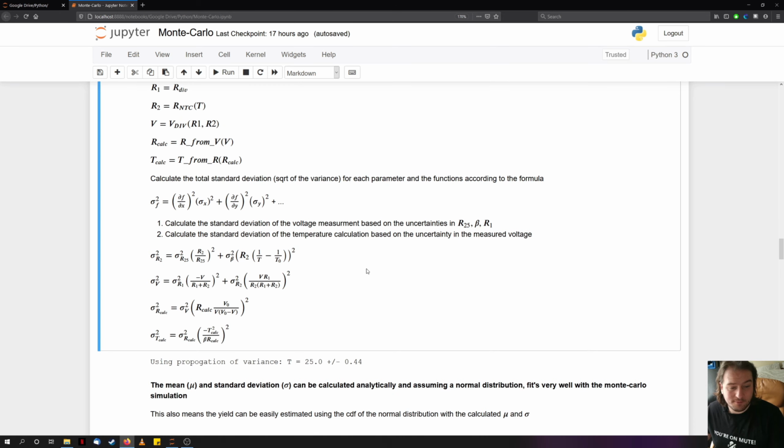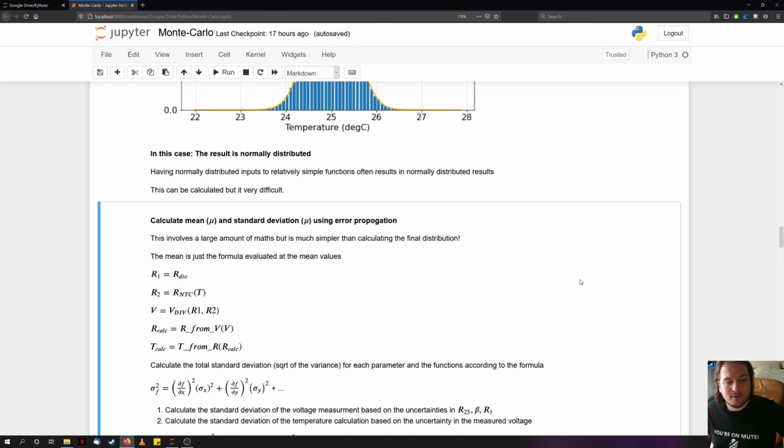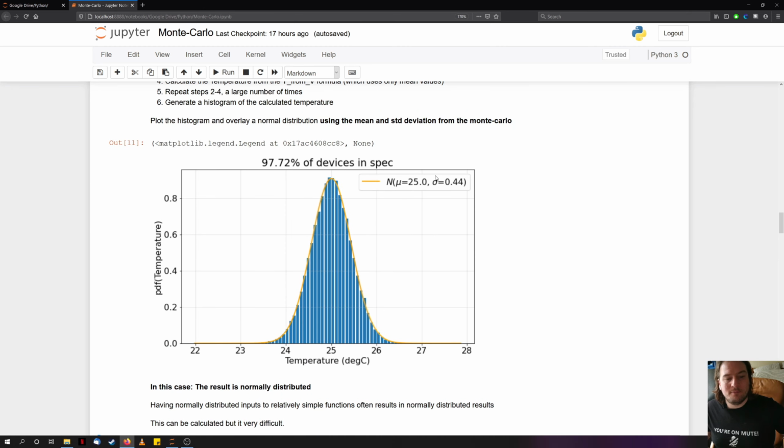In our particular example, we end up with these 4 equations that we need to calculate, and some of these are not nice to do mathematically. We've got quite a simple function of a voltage divider, and yet we've ended up with these quite nasty looking formulas. You can imagine these get a lot more complicated the more you do. But if we follow this process through, we get a value of 25 degrees for the mean and 0.44 for the standard deviation, which is exactly what we measured from our Monte Carlo results.